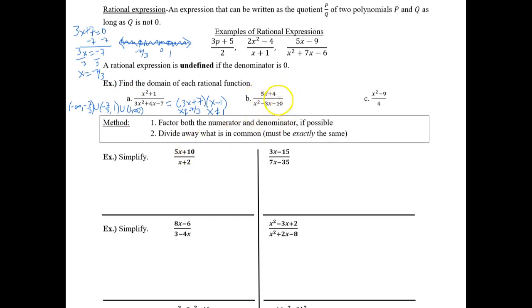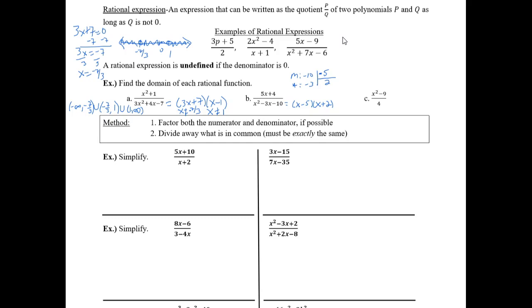Alright, looking at this next one, we're going to factor that denominator to figure out what x can't be. So we want something that's going to multiply to negative 10 and add to negative 3. So I'm thinking 5 and 2 would multiply to negative 10, and add to negative 3. And I need the 5 to be negative, so it adds to negative 3 and multiplies to negative 10. So minus 5 and positive 2.